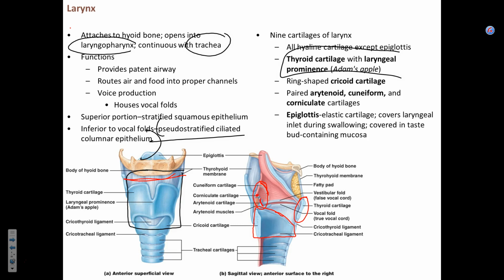They are responsible for modulating the sound that is produced by the vocal folds. Does that make sense? Okay? So thyroid cartilage and cricoid cartilage are more of a structural, tube-forming element. Cuneiform, corniculate, and arytenoid cartilages, they manipulate the vocal folds.